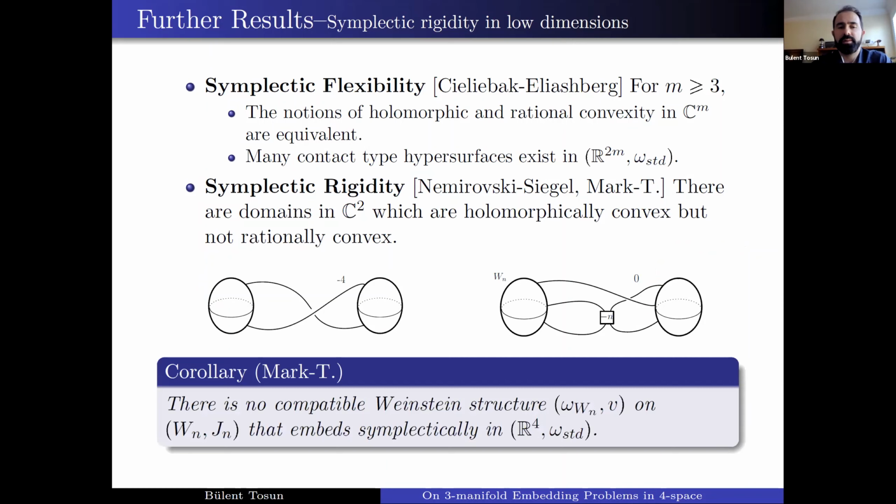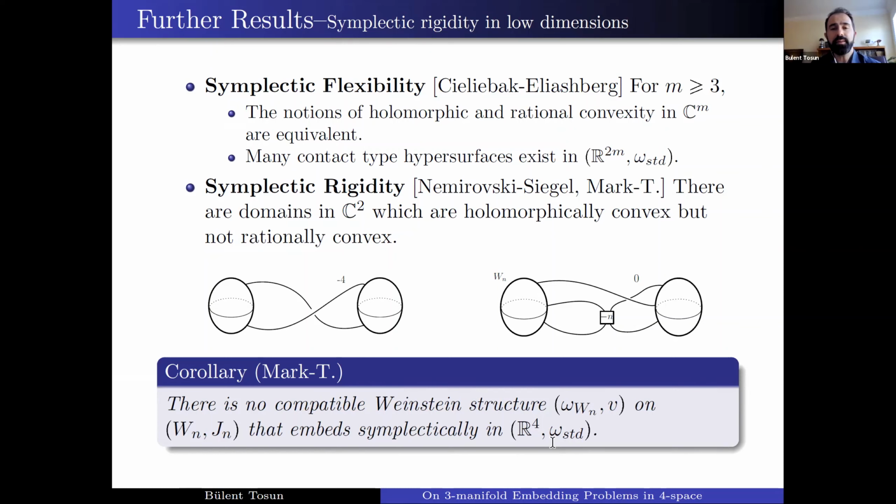So in particular, you can't find a compatible Weinstein structure on Wn with Jn. Here Jn refers to the Stein structures we build. And again, the same result holds for the Nemirovsky-Segal example, which sits symplectically in R4 with the standard symplectic structure. We do know that of course they have some Weinstein structure, indeed a unique one, but they can't have one that sits symplectically in R4 with omega standard.